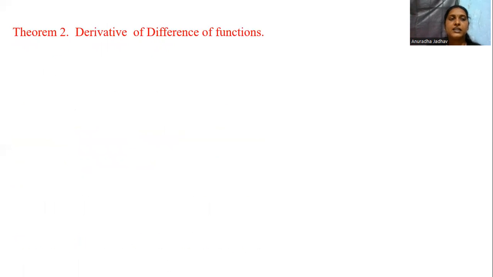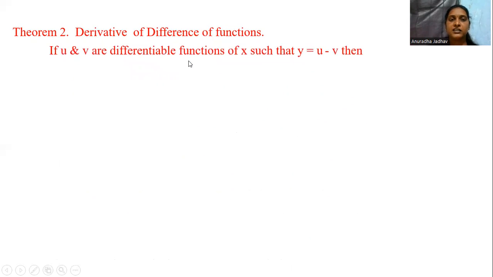Similarly, we can see the second theorem, derivative of difference of two functions. The statement is almost the same. If u and v are differentiable functions of x such that y is equal to u minus v, then how to find its derivative? dy upon dx is equal to du upon dx minus dv upon dx.